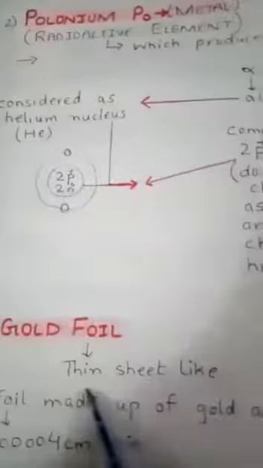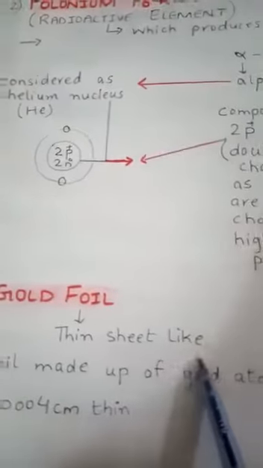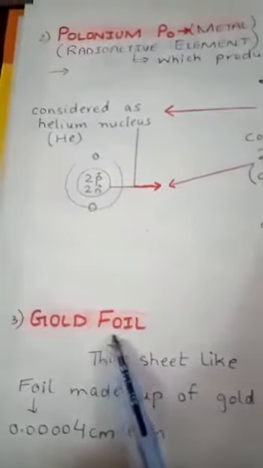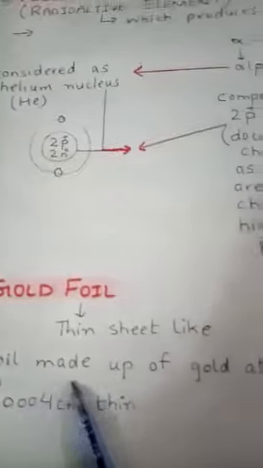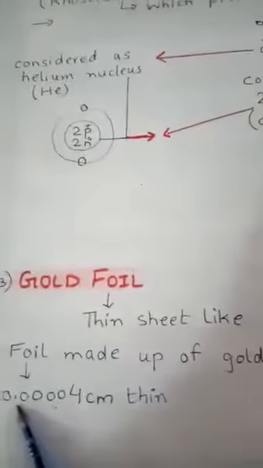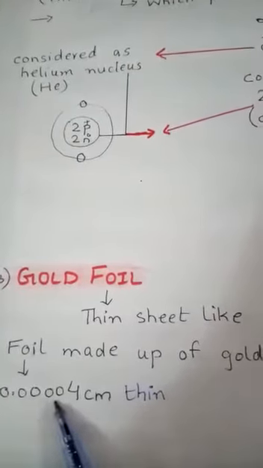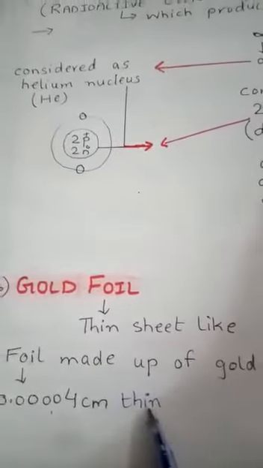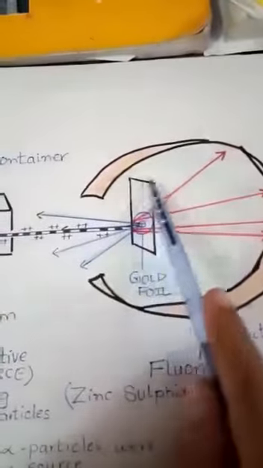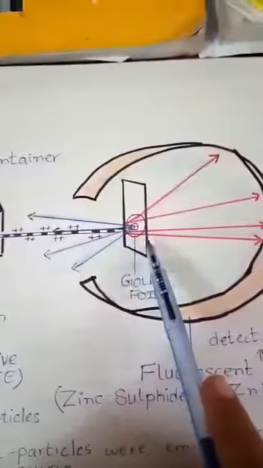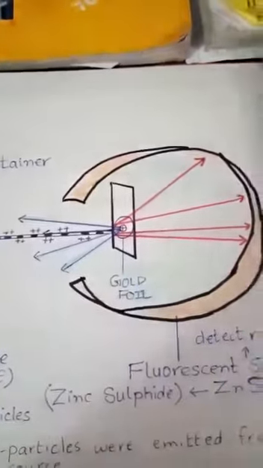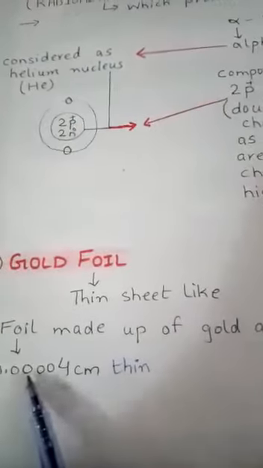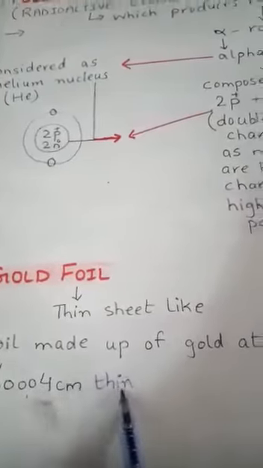Next, gold foil. Foil means a thin sheet-like material. So Rutherford used a gold foil which was made up of gold atoms, and the foil was 0.00004 centimeter thin. It was so thin. If you see over here, this is gold foil. It is made up of gold atoms, and this foil was very thin, as you can see over here, 0.00004 centimeter thin.